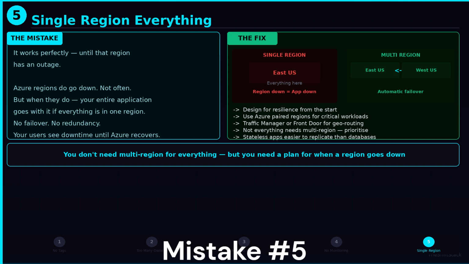Be smart about what actually needs multi-region. Stateless apps are much easier to replicate than databases. Prioritize the components where downtime costs you the most. You don't need multi-region for everything, but you do need a plan for when a region goes down.